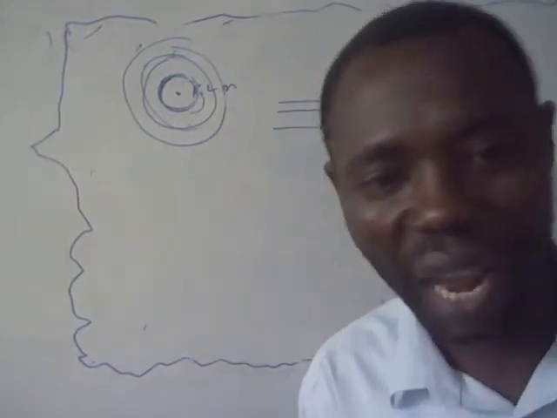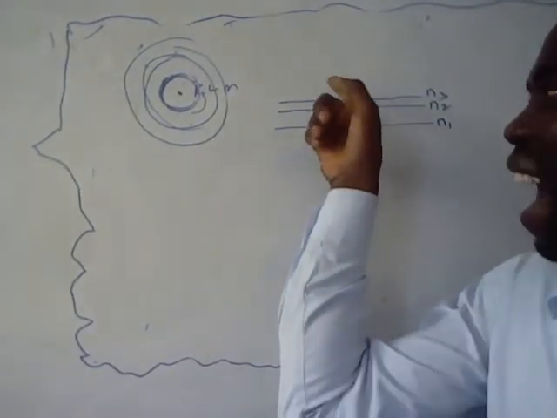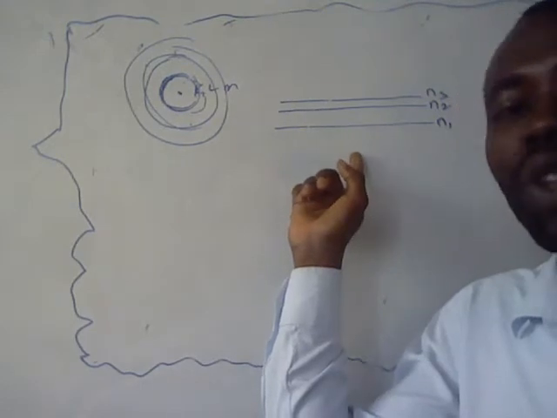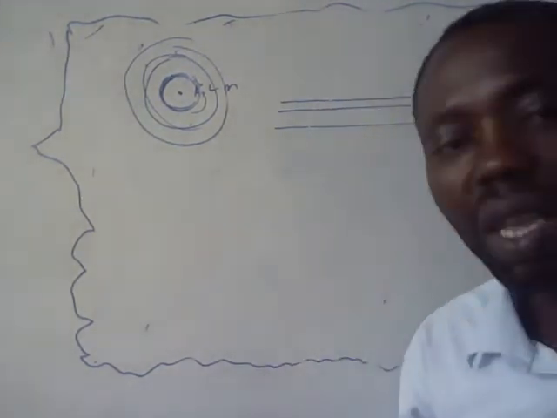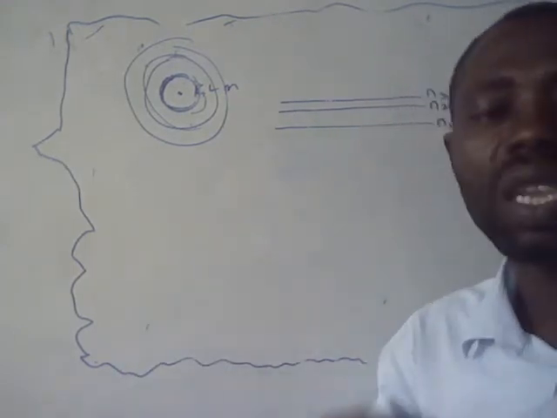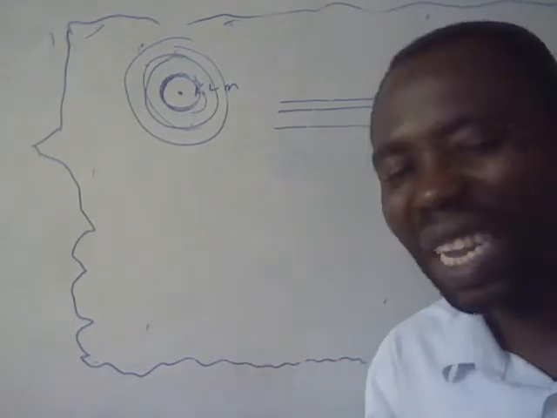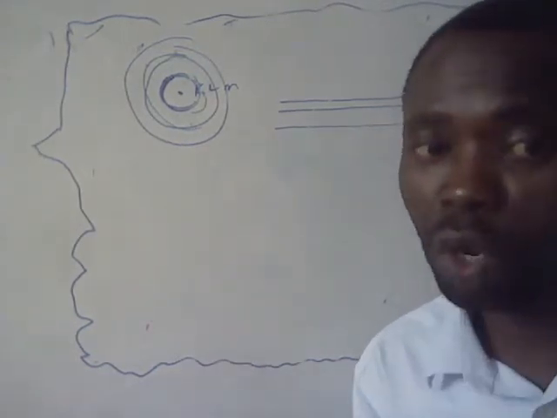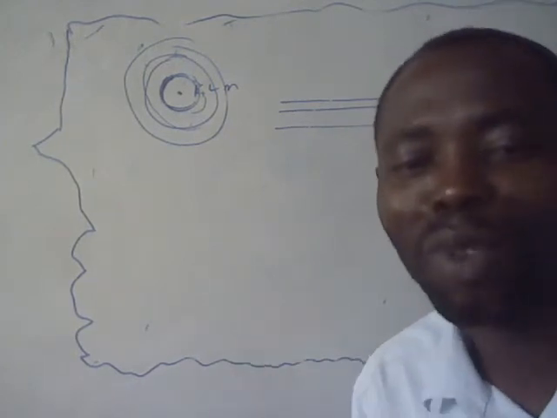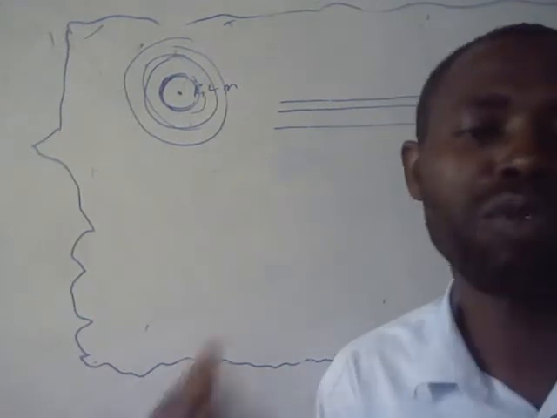But when they move from a lower energy level to a higher energy level, maybe from N1 to N3, they will absorb energy. So you will not see any flash of light. You will not see any emission of radiation. And that's what we call absorption spectra. The singular is absorption spectrum.